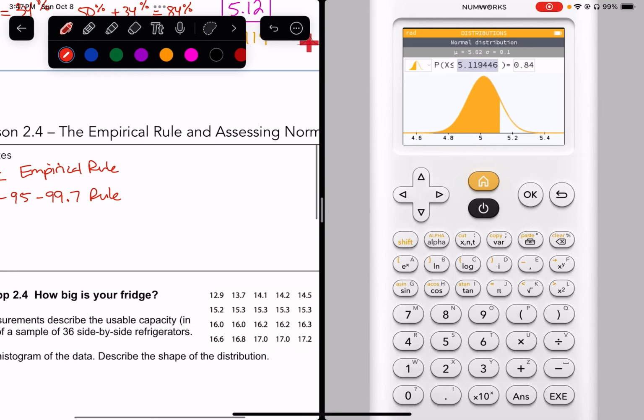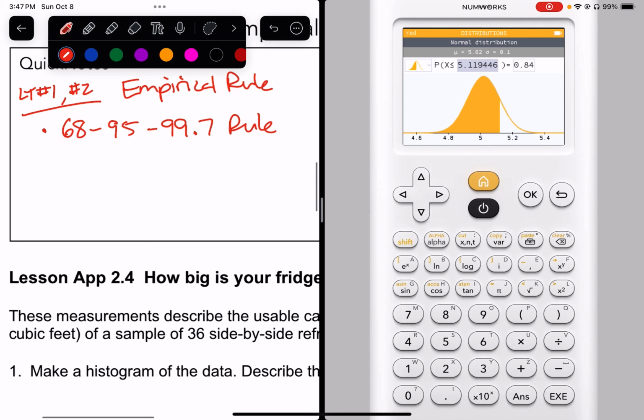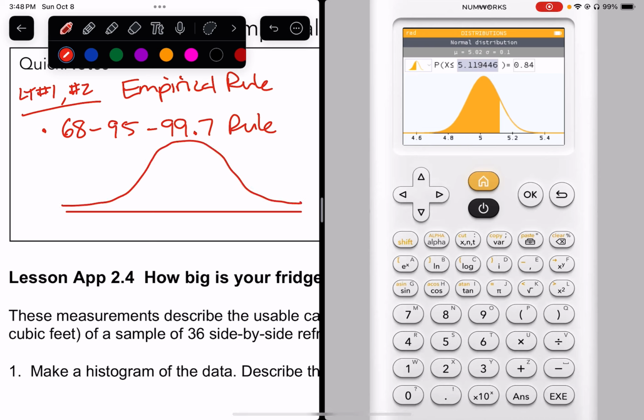So if we draw a normal graph, try to leave myself enough room here. Close enough. So our mean is going to be in the center. So there's our mean.